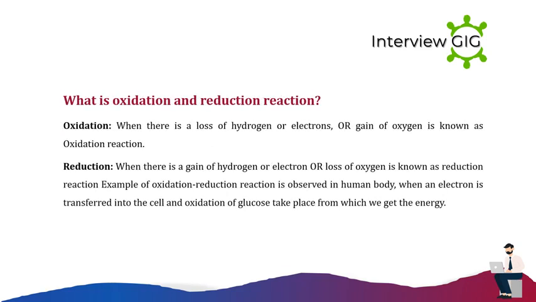What is oxidation and reduction reaction? Oxidation, when there is a loss of hydrogen or electrons, or gain of oxygen, is known as oxidation reaction. Reduction, when there is a gain of hydrogen or electrons or loss of oxygen, is known as reduction reaction. An example of oxidation reduction reaction is observed in the human body, when an electron is transferred into the cell and oxidation of glucose takes place, from which we get the energy.